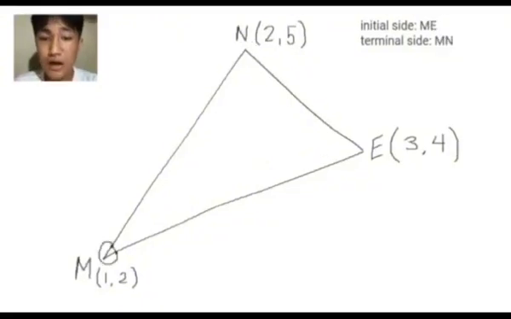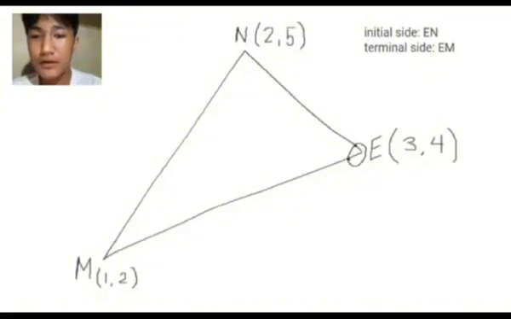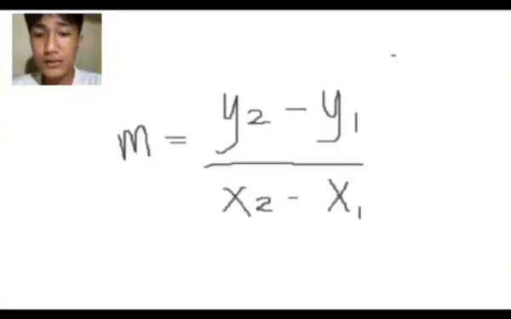As for M, do a counterclockwise rotation again in order to find the initial side and terminal side. The initial side is ME and the terminal side is MN. Same for E, do a counterclockwise rotation to get the initial and terminal sides, which are EN and EM respectively. In order to find the needed angles, firstly, we must get the slopes of NE, NM, and EM using the formula y sub 2 minus y sub 1 over x sub 2 minus x sub 1.